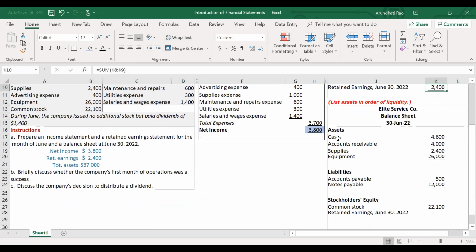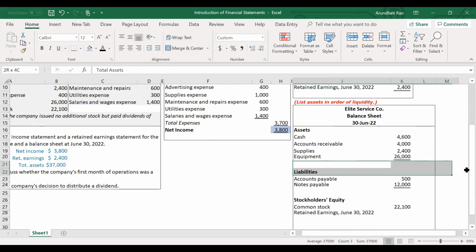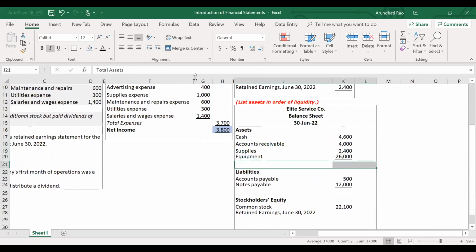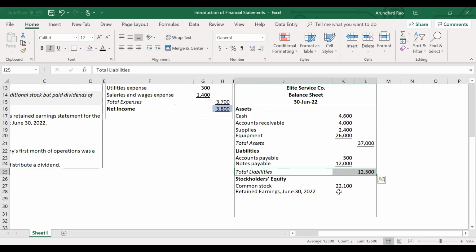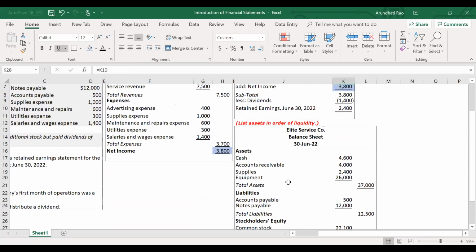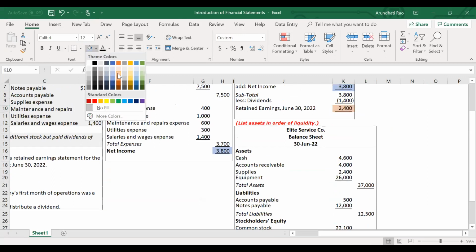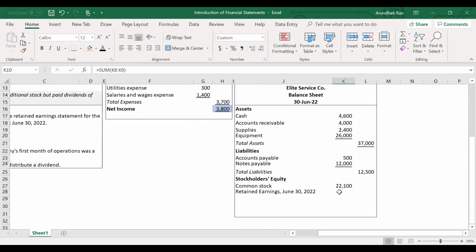Assets. Assets were listed in the order of liquidity. Most liquid first, least liquid at the end. Your total assets here are now 3,700. Your liabilities added up to 12,500. Now the ending retained earnings number, again, let me put it in a different color so we see it, is going to come down over here. I carry that number over down over here.